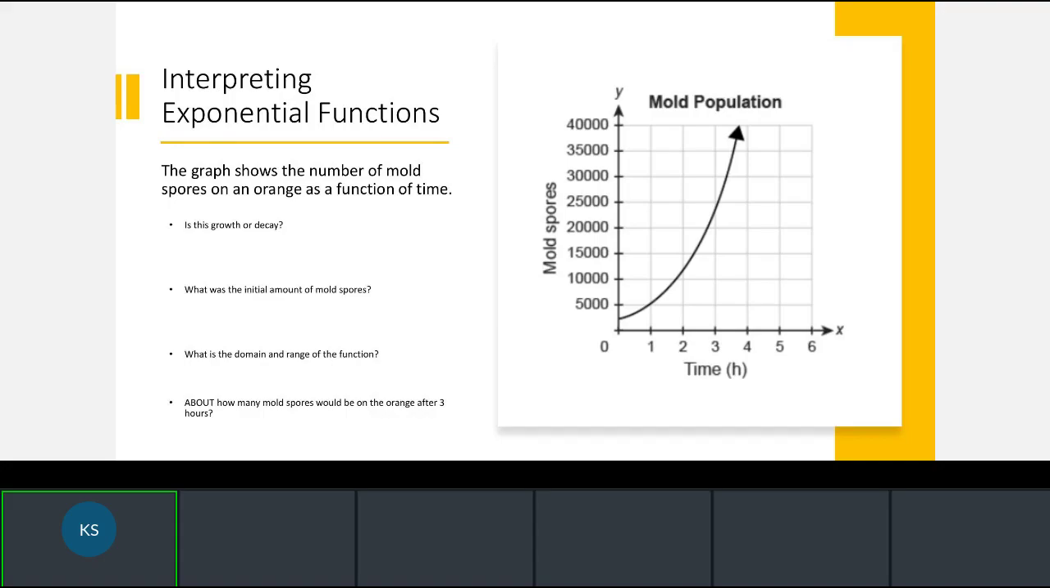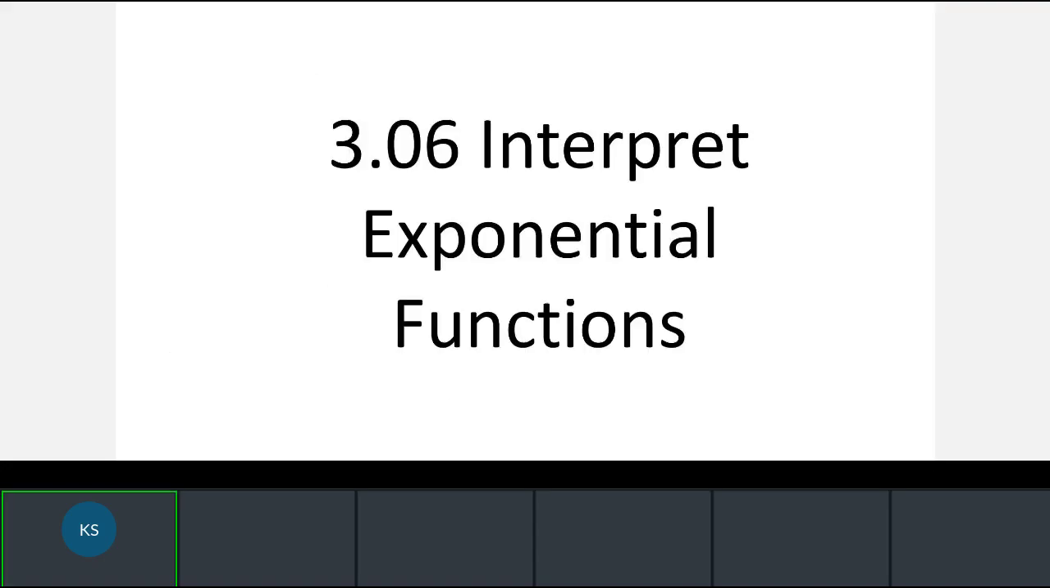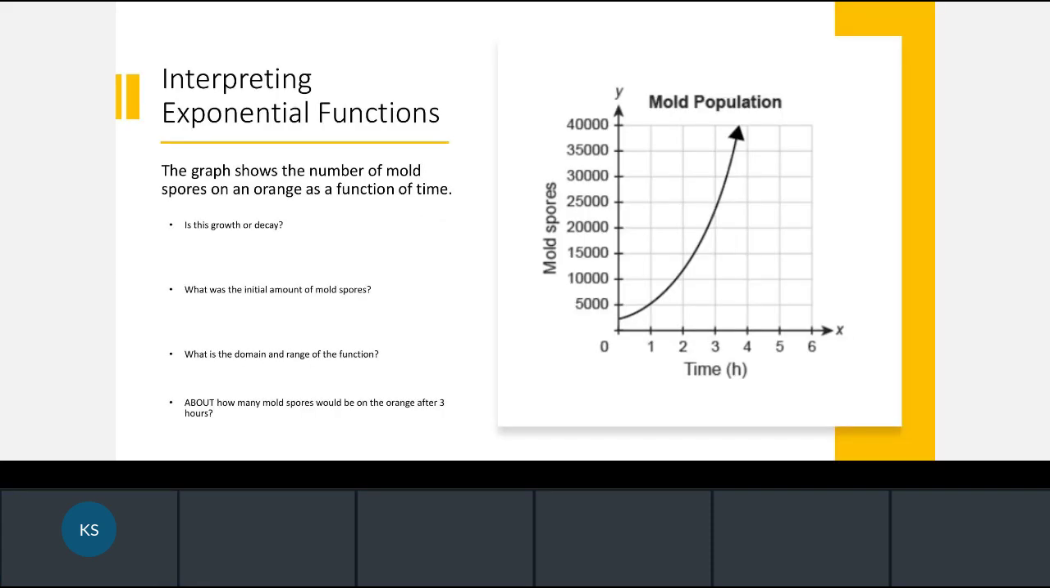In this lesson, we are learning about interpreting exponential functions. This graph shows the number of mold spores on an orange as a function of time. Is this growth or decay? We are going to ask ourselves, as our x values increase, go to the right, do our y values increase? In this case, they are going up. So therefore, this would be a growth function.